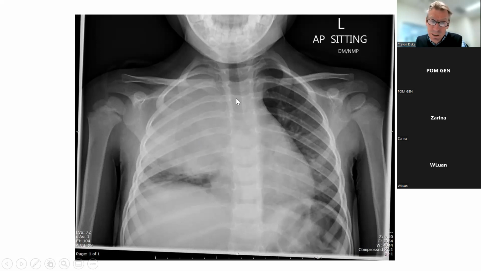But if you were to try to distinguish between an effusion and a mass, what would you do? What would be the test that you would request or do yourself or order?